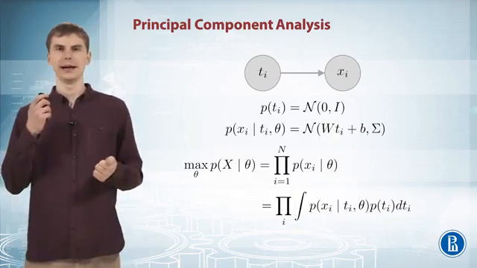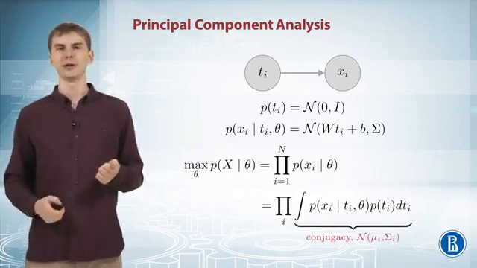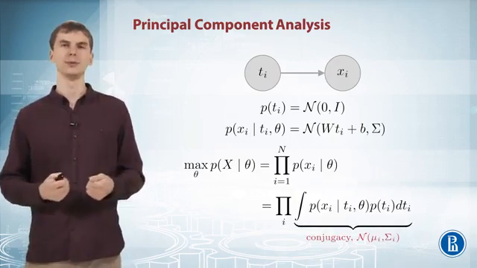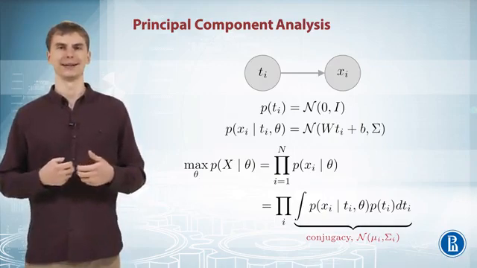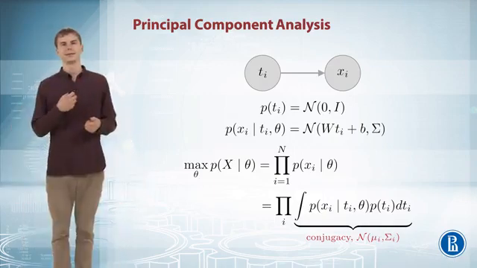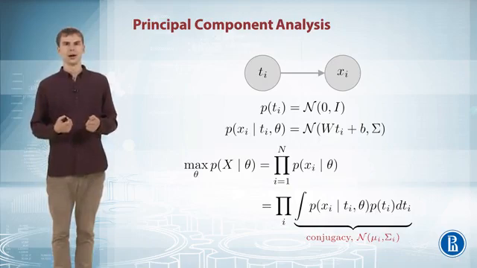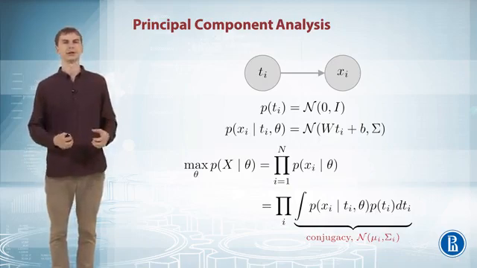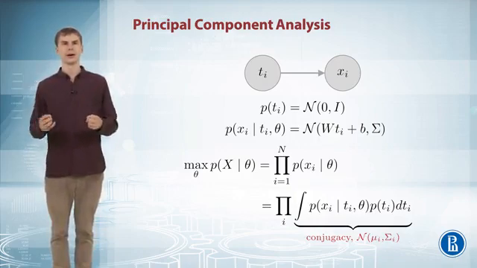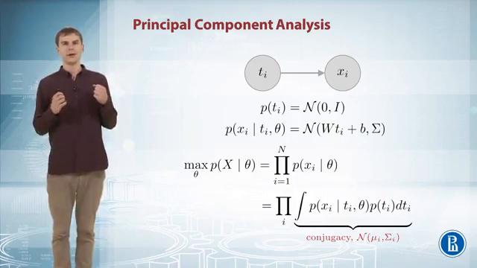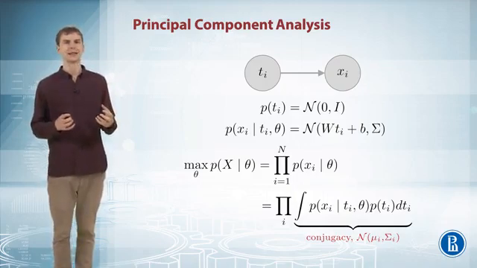Everything is normal, everything is conjugate here, which means that you can analytically integrate this latent variable Ti out. You can compute this integral, and it will also be a normal distribution with some parameters which you can look up on Wikipedia. And then you have a product of Gaussians, and you can analytically compute the optimal parameters. You can take the logarithm, compute the gradient, set this gradient to 0 and find the maximum likelihood parameters analytically. And somewhat expectedly, we will find out that the optimal parameters for this probabilistic model are exactly the same as the formulas for PCA.